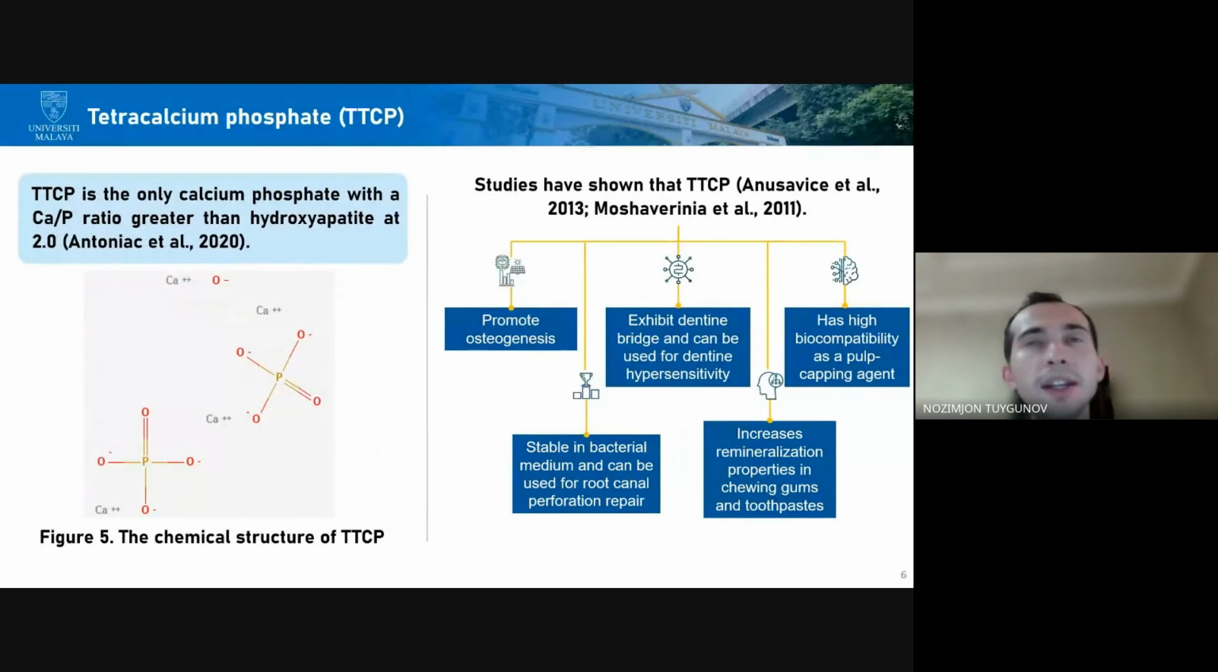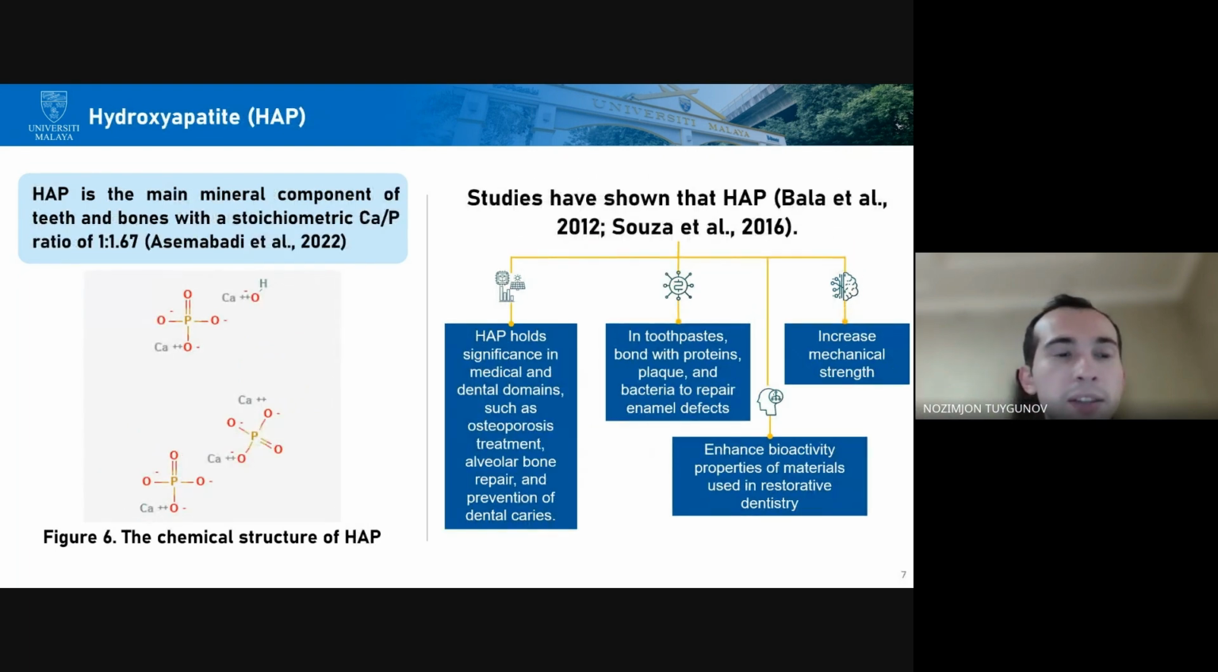Tetracalcium phosphate, or TTCP, is one type of calcium phosphate with a calcium to phosphate ratio greater than hydroxyapatite, with a value of 2. Studies have shown that TTCP can promote osteogenesis, exhibit dentin bridging, and can be used for dentin hypersensitivity. It has high biocompatibility as a pulp capping agent, is stable in bacterial medium, and can be used for root canal perforation. Additionally, it increases remineralization properties when used in chewing gums or toothpaste.